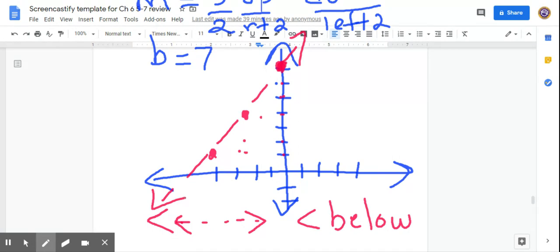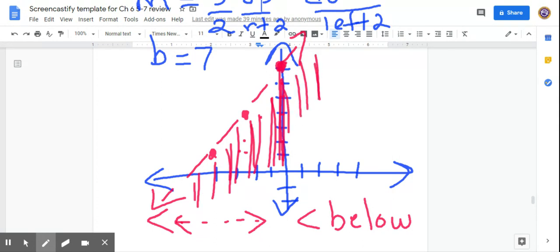You can go right to the y-axis. Where does it get smaller? As it goes down this way. So that tells you where to shade. Below the line. All right. I think that was all of them.